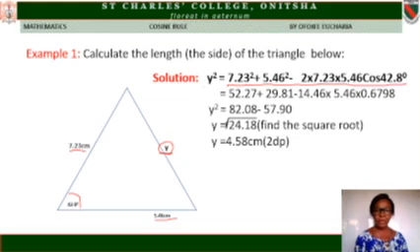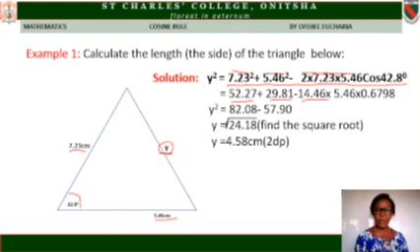We now go over to multiply the squares. When we multiply 7.23 squared, we have 52.27. And when we multiply 5.46 squared, we have 29.81, minus 2 times 7.23 times 5.46. If you multiply 2 with 7.23, we have 14.46.